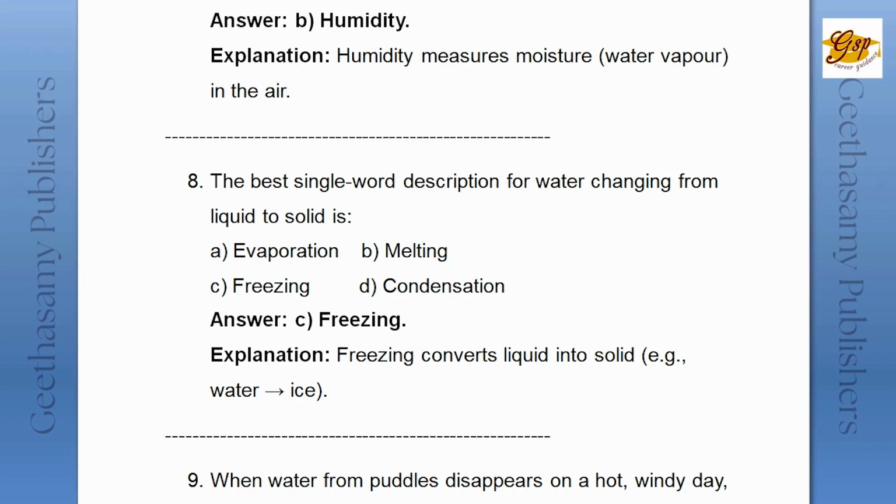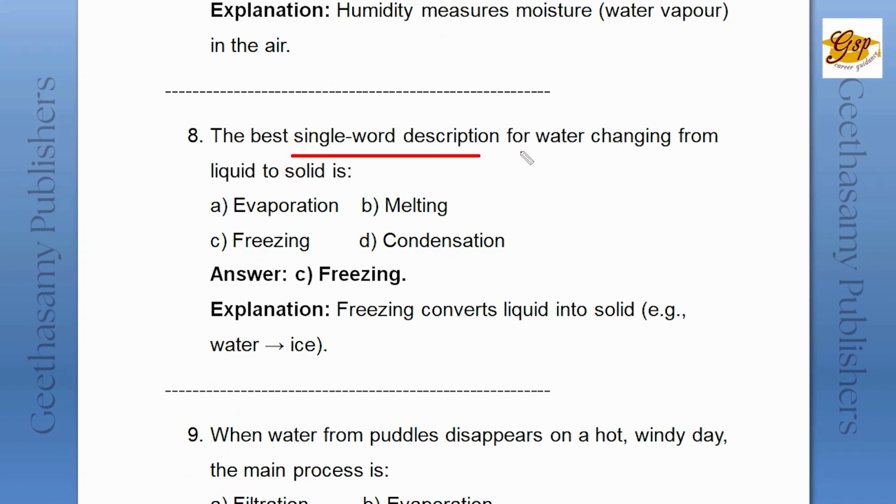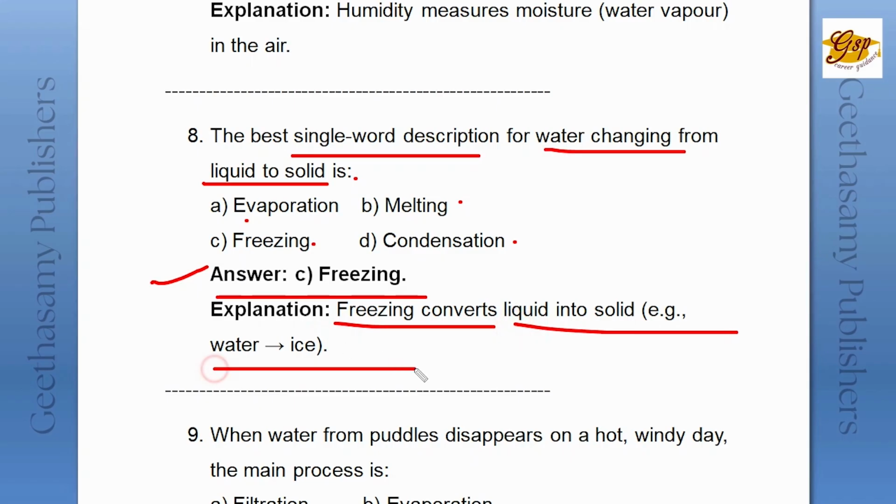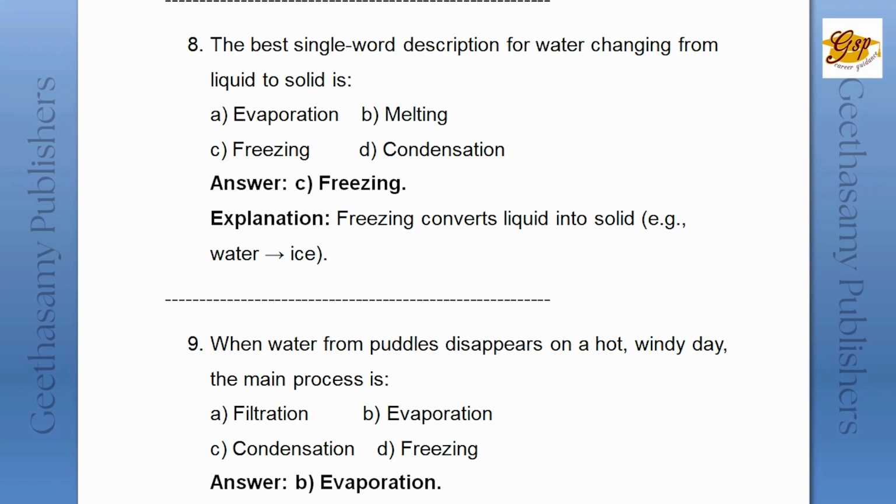And eighth question. The best single word description of water changing from liquid to solid is: evaporation, melting, freezing, or condensation? The correct answer is freezing. Changing from liquid to solid is freezing. So freezing converts liquid into solid, that is, water to ice.